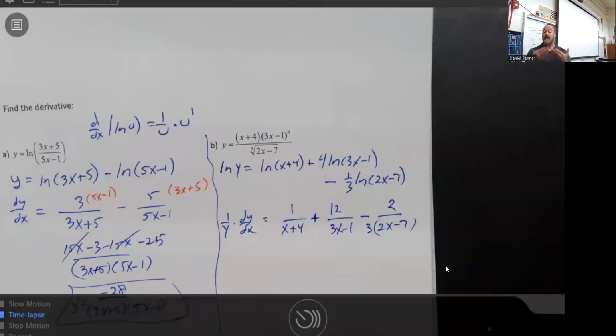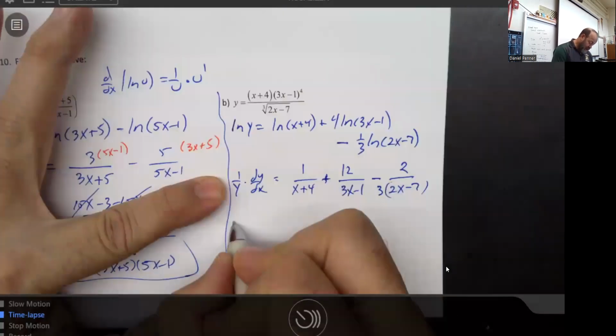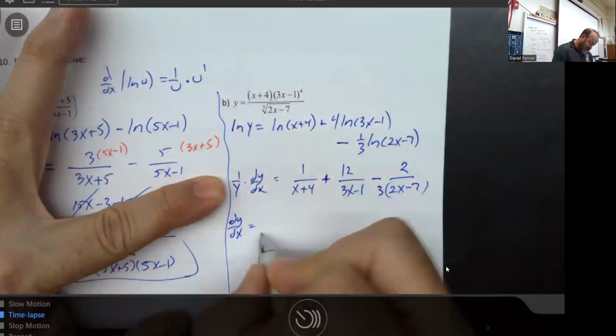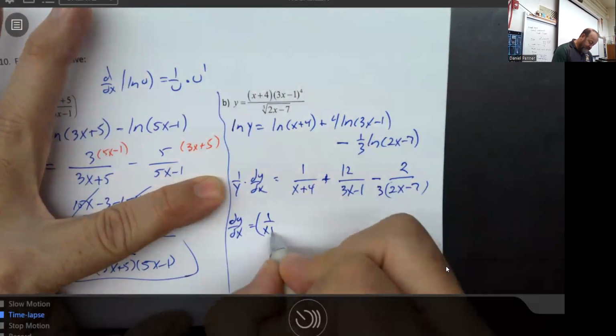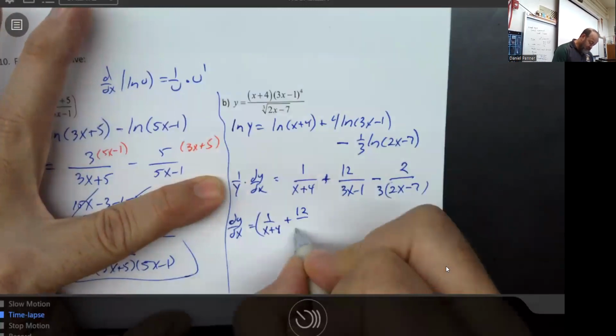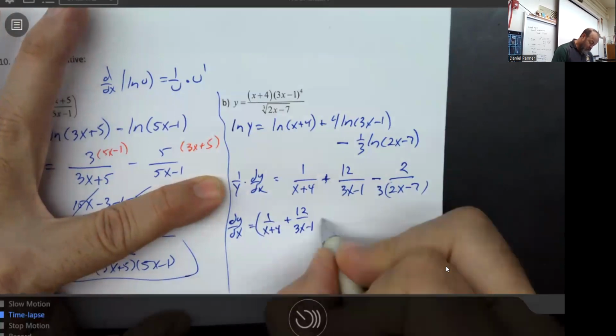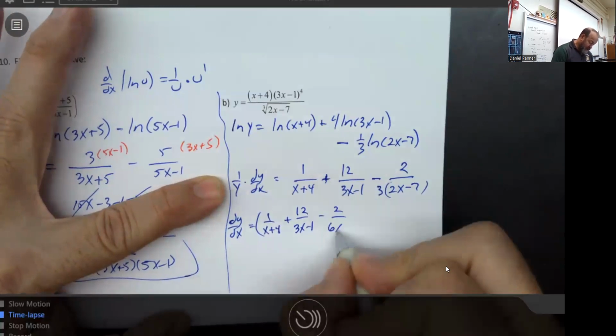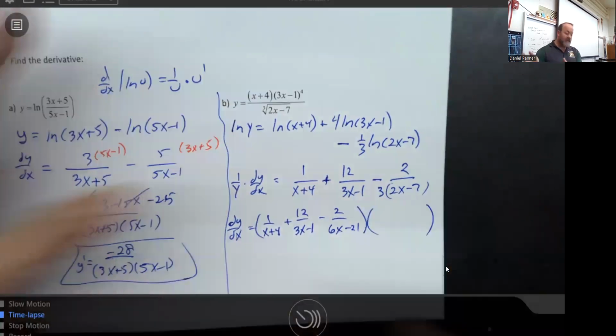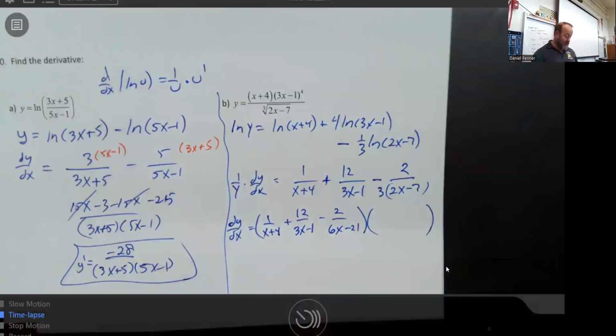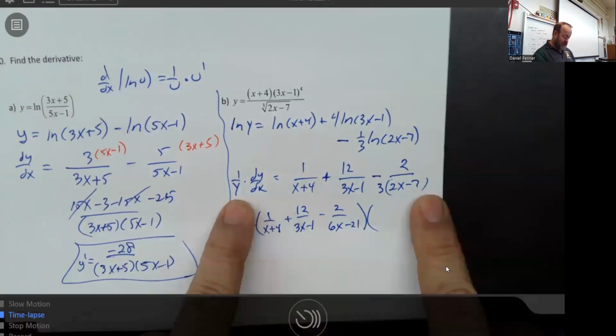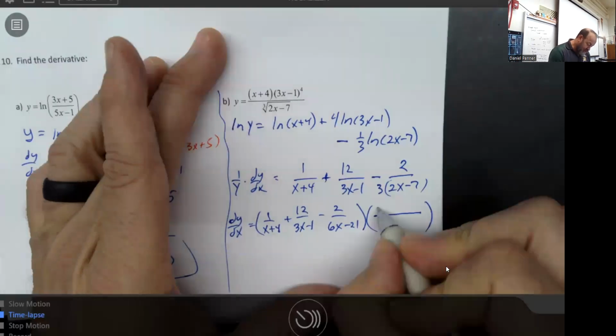Now, that's good. We've done our derivative, but I haven't really isolated the derivative yet because I have 1 over y dy dx. So now we can finish our problem. I'm going to write it real tight over here because I'm going to have a lot. I have 1 over x plus 4, 12 over 3x minus 1, 2 over, I guess, 6x minus 21. And then all of that stuff is going to be multiplied by y because I need to multiply y on both sides to get dy dx by itself. But I already know that y is the original problem.